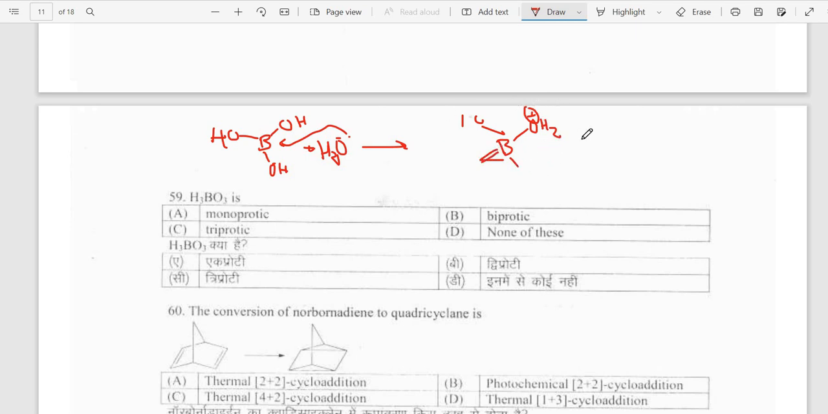In the next step, what happens? Oxygen is an electronegative element with a positive charge, so it can release H plus, forming a structure like this: B with OH, OH, OH, OH. So it's a monoprotic acid, and it can release only one H plus ion. Okay, ion, not ions. So, monoprotic acid.